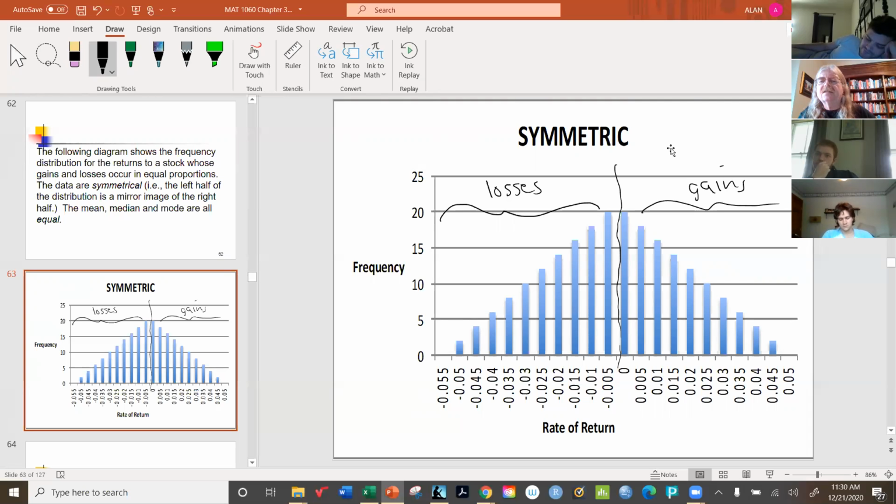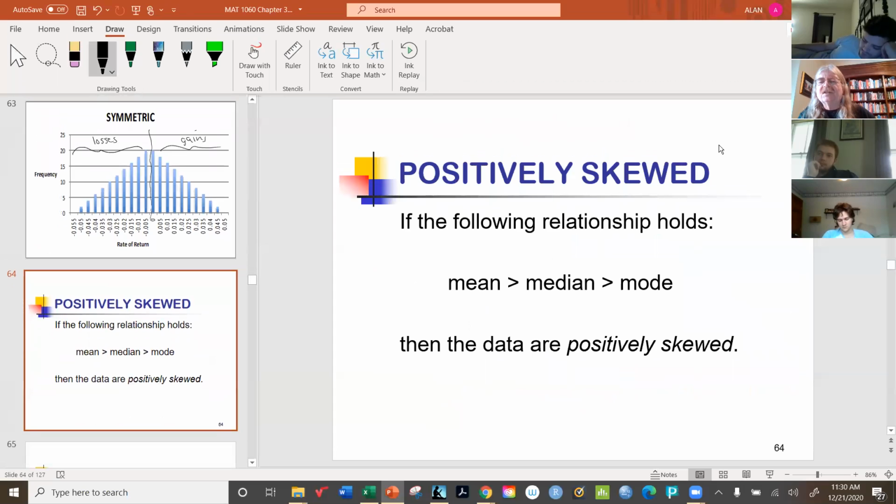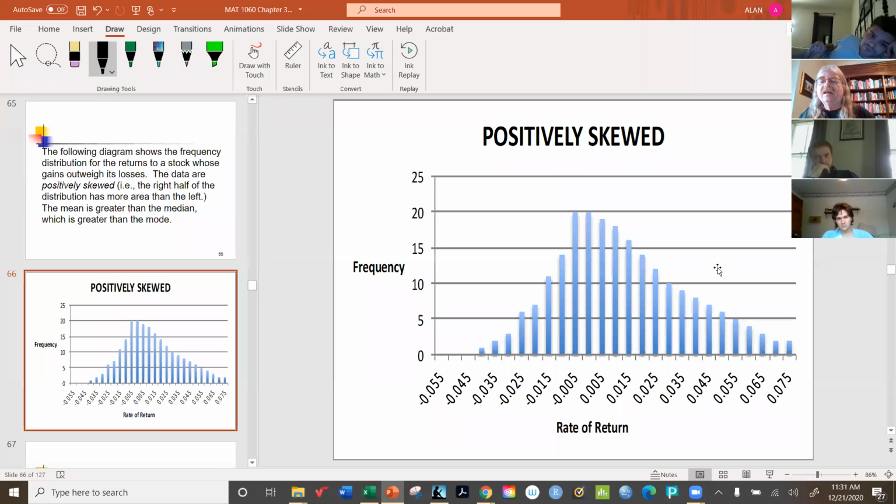What about the last case? Positively skewed. This is the one we want to see with a portfolio of stocks, by the way. Mean greater than median, greater than mode. This means we have more gains than losses. We say that the data are positively skewed. What does it look like? Well, I'm sure you can figure it out by now. Yes, you can. The gains start right about here, far outweigh the losses.